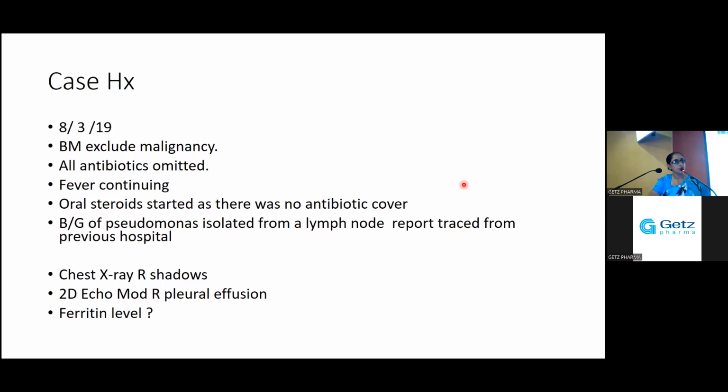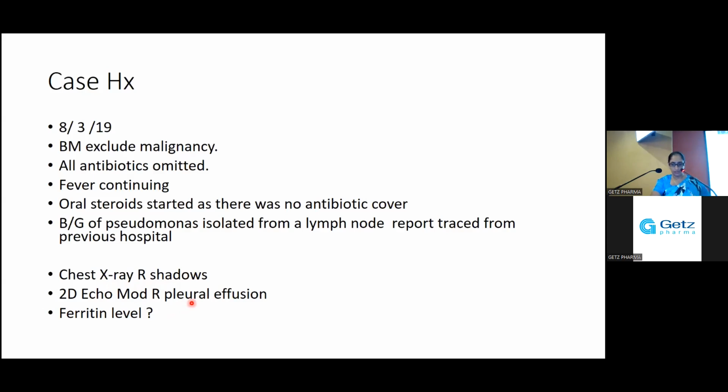Oral steroids, I wanted to whack it with methylprednisolone. I'm just sharing experience with you. I wanted to whack, but I could not because I was scared, because there was a pseudomonas isolated from a lymph node a few days ago. So he was not with antibiotic cover. So I went ahead with oral steroids. At the same time, chest X-ray showed right side inflammatory shadows, and 2D echo showed moderate right pleural effusion. We did an echo, right?